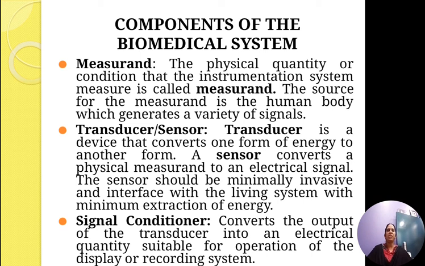Then the next one is your signal conditioner. The transducer produces a usable output depending upon the measurand. The sensor is used to sense the signal from the source, and it is used to interface the signal with the human. Then we have the signal conditioner. Signal conditioners are used to convert the output from the transducer into an electrical signal. The instrument system sends this measured quantity to the display system or the recording system.